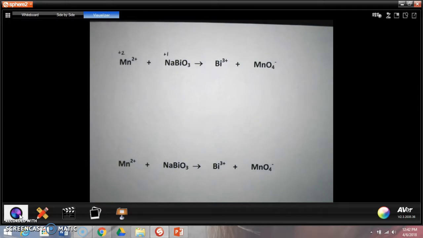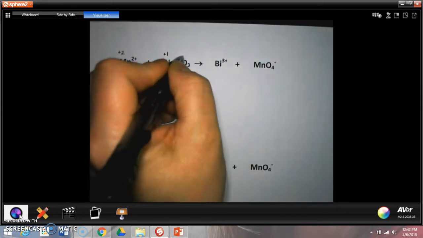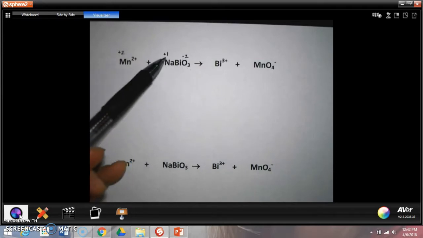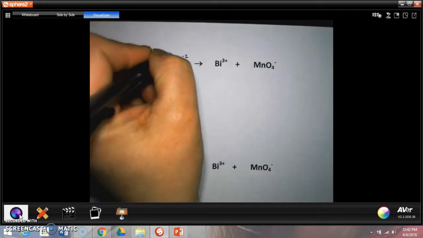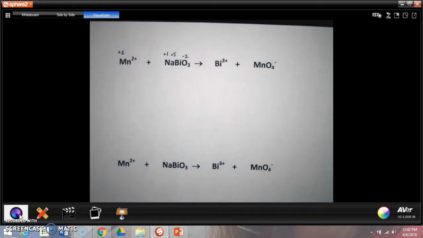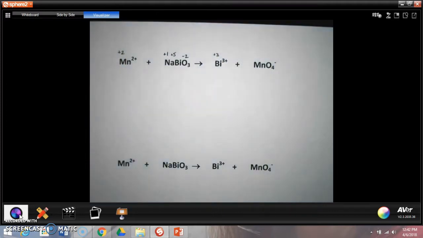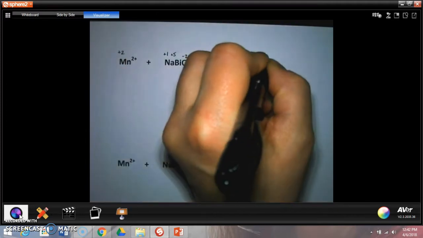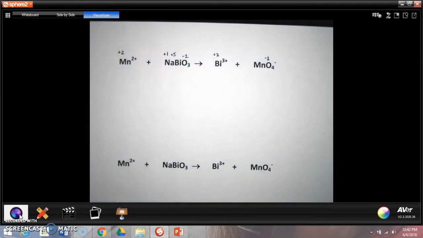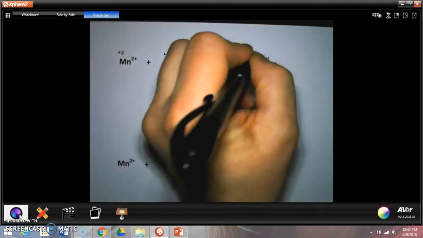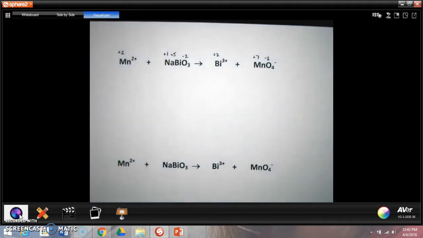Sodium, being an alkali metal, is going to be +1. Oxygen is going to be -2. So we have a total of -6. +1 means Bi needs to be +5. Moving to the product side, Bi is already noted as +3. In permanganate, oxygen is -2. There's 8 of them with an overall charge of -1, so Mn must be +7.